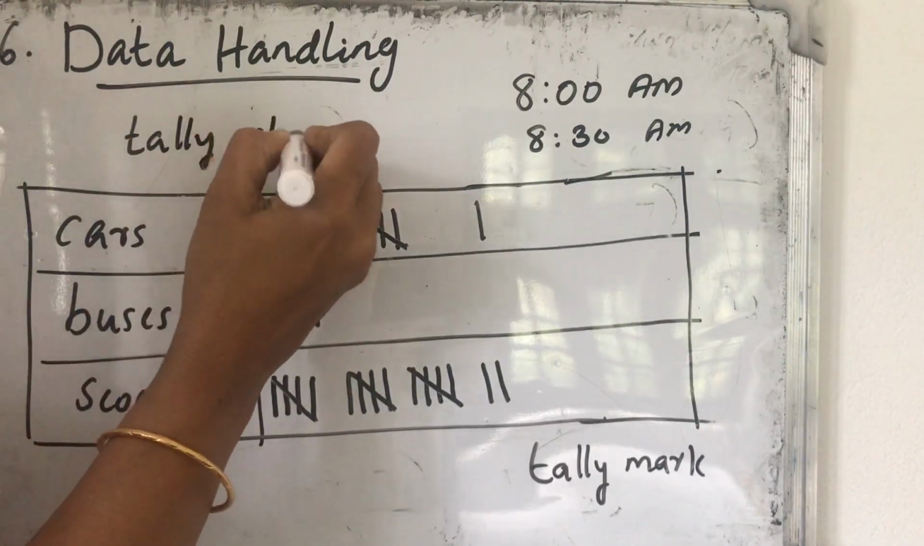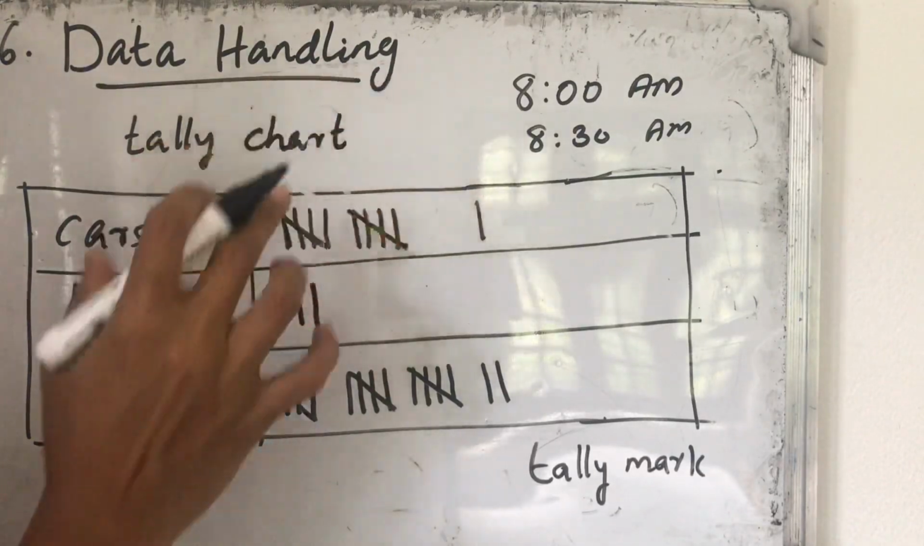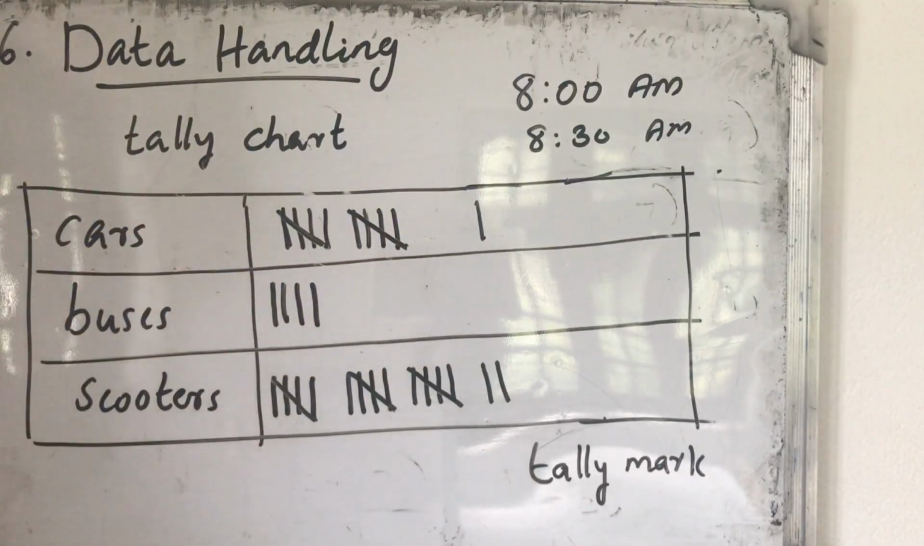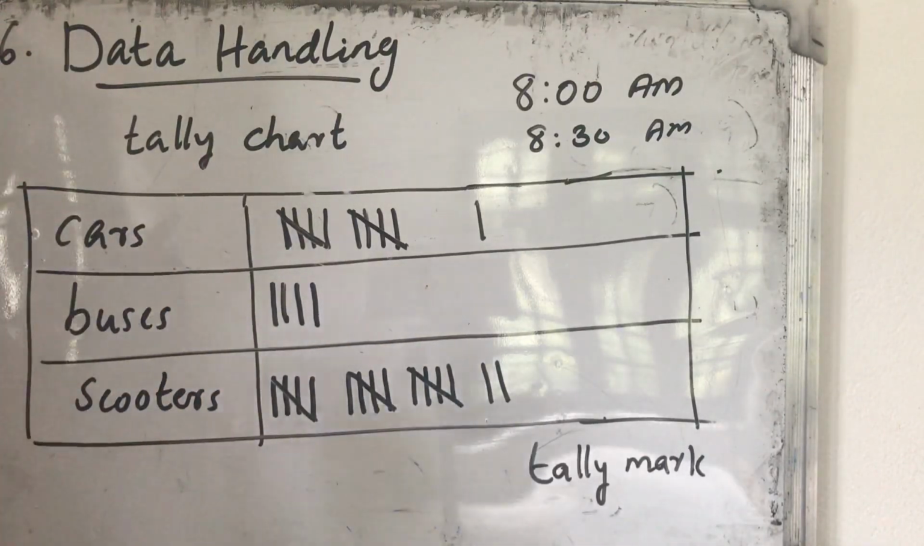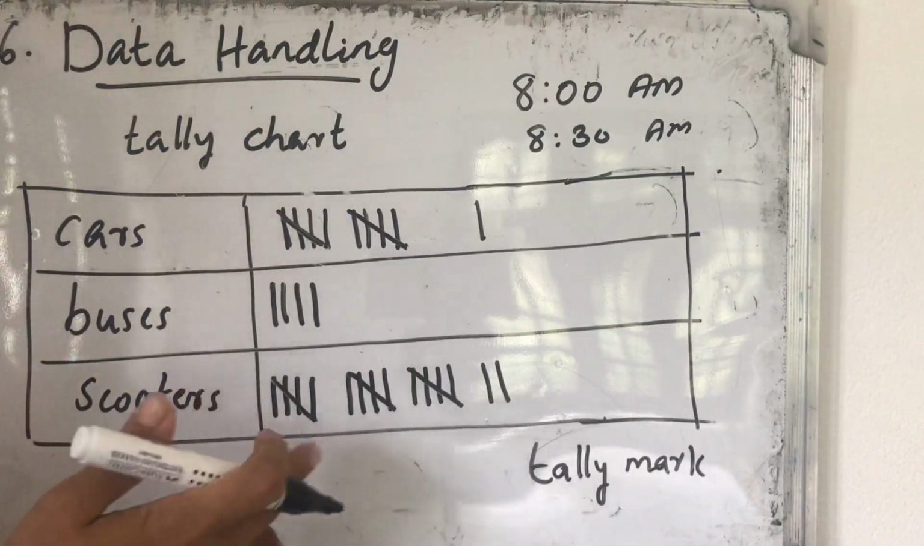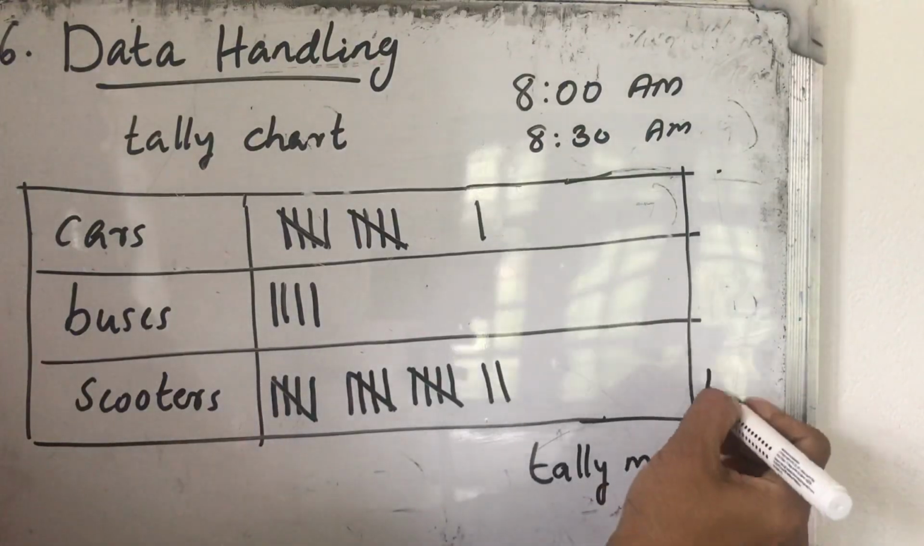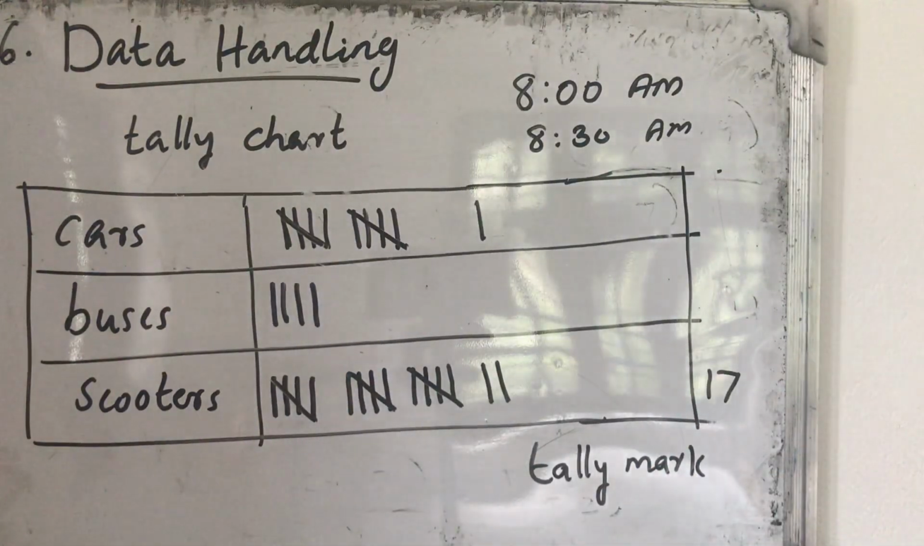In this way we can collect information, collect data very easily. When we look at this table, we can count very fast how many cars pass through that way, how many scooters pass through that way. Now we can answer the questions. Which vehicle passed through that way more? Scooter. More scooters are there. How many? 17 scooters. And which vehicle is less in number? Buses.